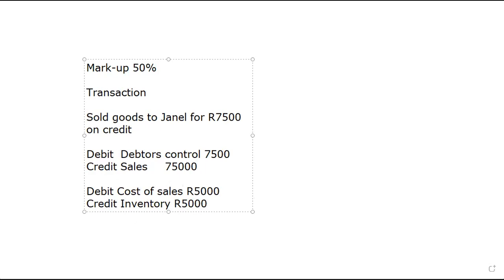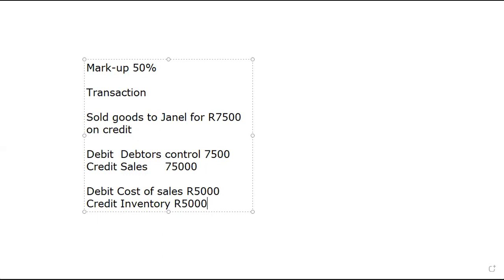So cost of sales is just an expense that we use as a contra account for the inventory when goods were sold under the perpetual inventory system. And with inventory, remember that we are losing inventory that is worth 5,000. Inventory is an asset, and assets decrease on the credit side.